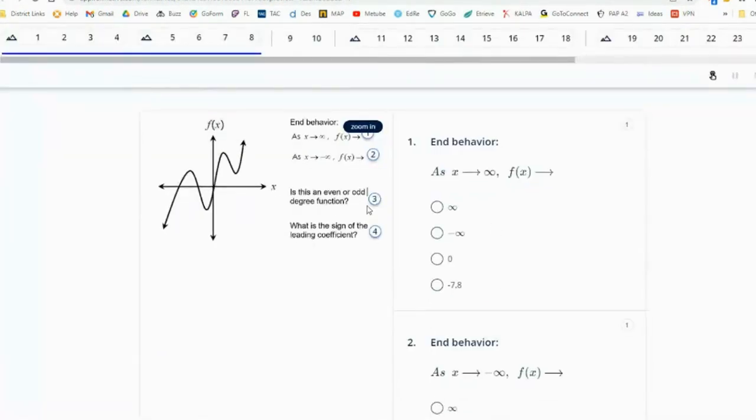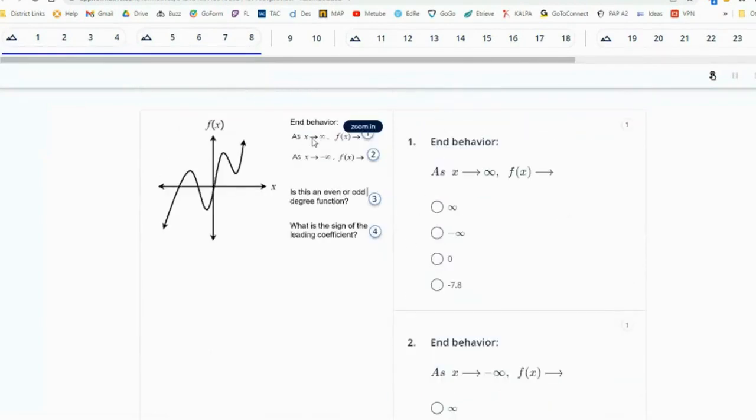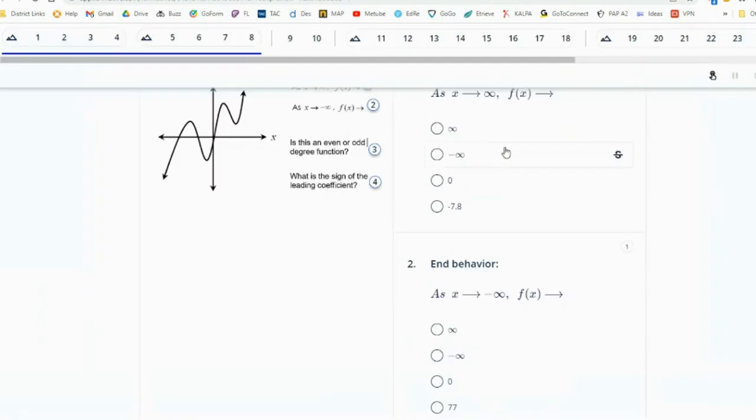So your first problem, you've got 4 questions for the first problem. And it's basically this: the end behaviors, 1, 2. Is this an even or odd function? And what is the sign of the leading coefficient? Is it positive or negative? You can click on this if you need a better look at it, and it'll bring it up full screen for you. But the problem's over here on the right.